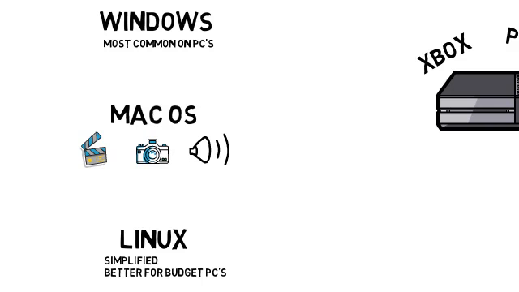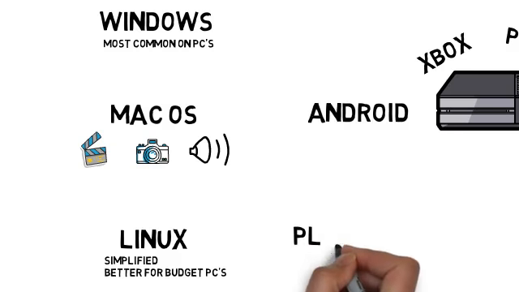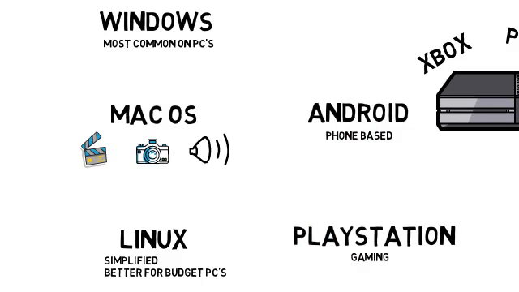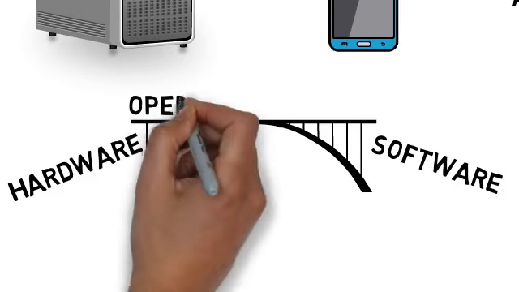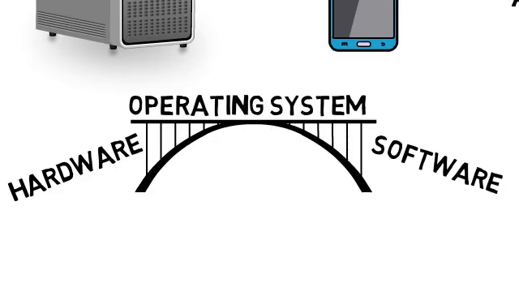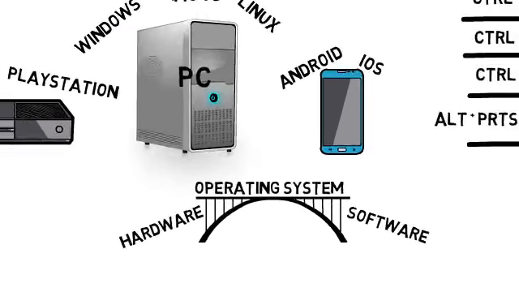Other operating systems like Android and PlayStation's operating system are designed to fit a specific need and are usually good at what they're designed to run. Outside of that, though, they can be quite limited. The operating system is a program that manages all the hardware and software components within a computer.